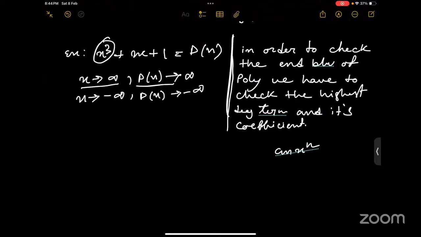So this thing we have to check. You can see the screen, right? Yes, ma'am.